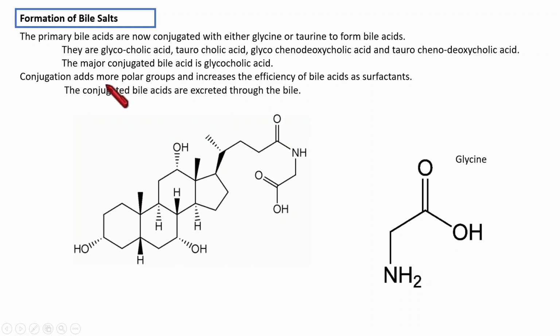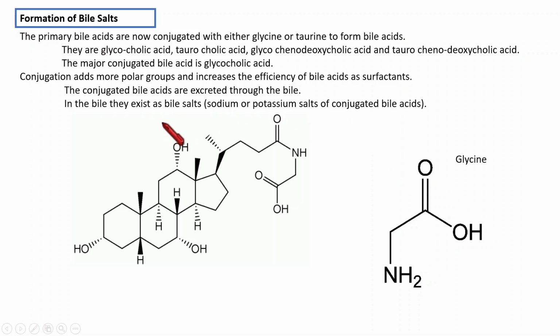After being conjugated, the bile acid is excreted through the bile. As it is excreted through the bile, it exists in the form of bile salts. Bile salts means it contains sodium or potassium salts along with the conjugated form. Why is it called bile salts? Because sodium or potassium also binds with that conjugated bile acid.